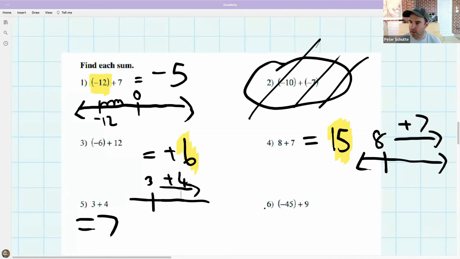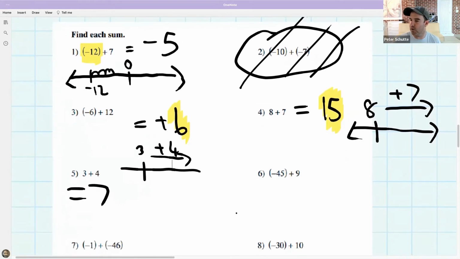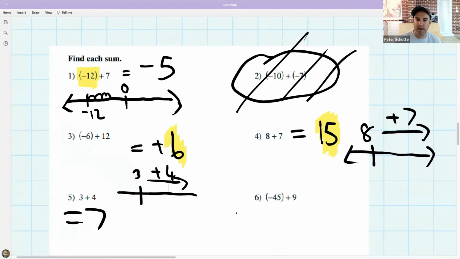Okay, Yandisa, explain to us what you were thinking for number 6, but in future, please put your hand up. It'll just be easier for everyone. So, Yandisa, go ahead. So for number 6, I first did the brackets, I mean negative 45.